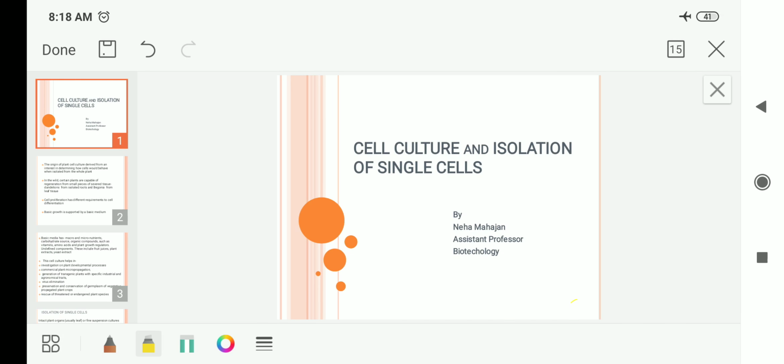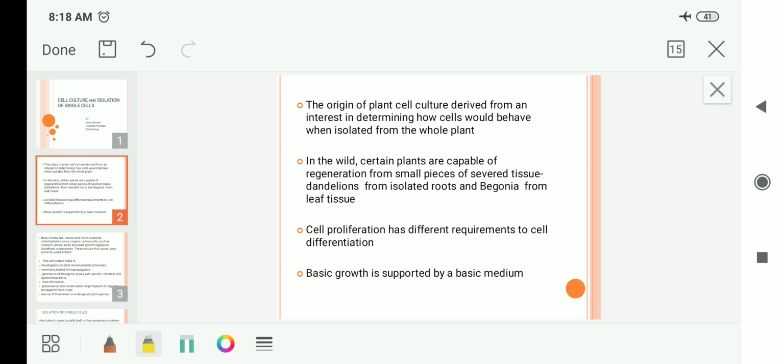Dear students, today we are going to study about cell culture and isolation of single cells, that is, how single individual cells can be isolated for performing the cell culture system. The concept of cell culture started when an interest arose in how cells isolated from the mother plant would behave in vitro.